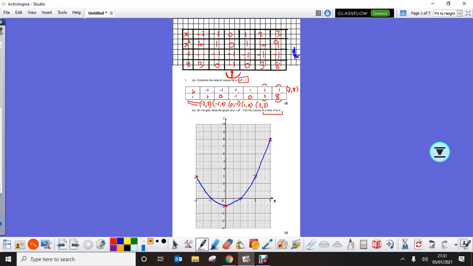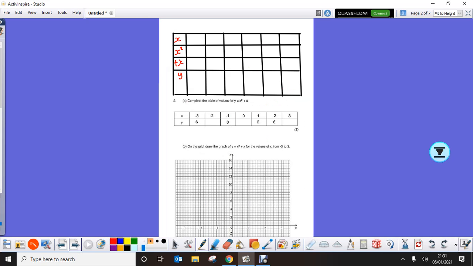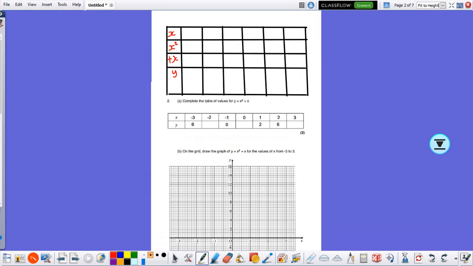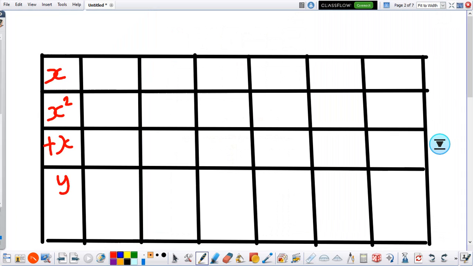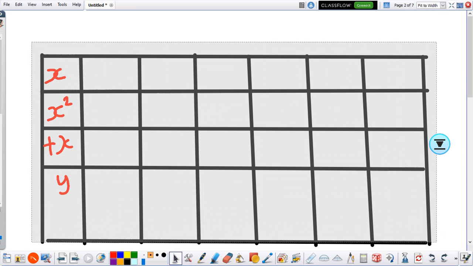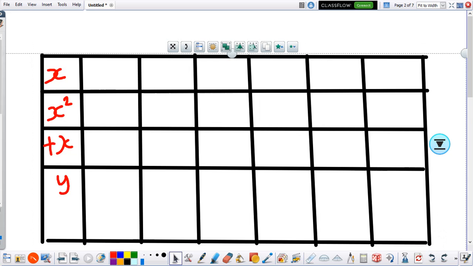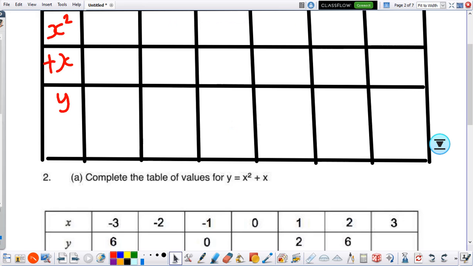The next one I will go on to, I will show you how to do it without the table of values, with the substitution method. But that is question 1 completed. Question 2, we've got the table of values at the top. But what I'm going to do is substitute in, and again we're just going to zoom in a little bit on here. Let's ignore the table of values that we've got at the top.